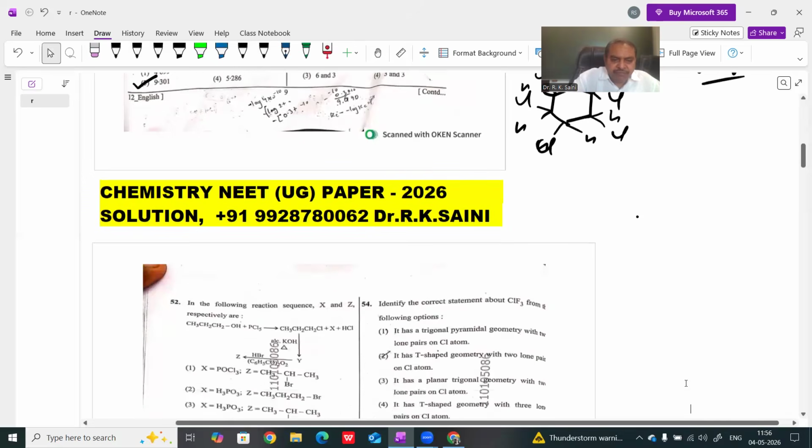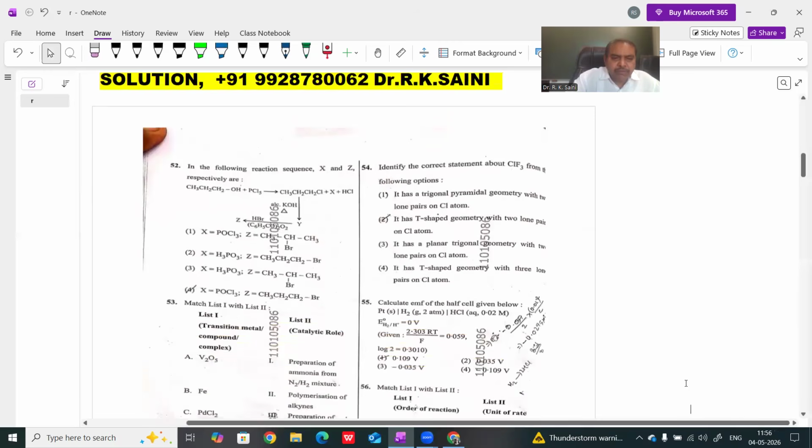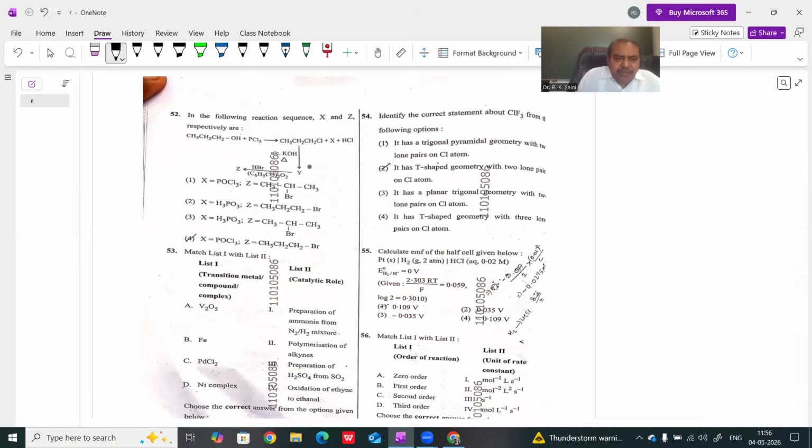Question next. Very simple reaction taken from alcohol. When alcohol reacts with PCl5, then its OH group is replaced by Cl, and one molecule of POCl3 and another, HCl, are formed as products.